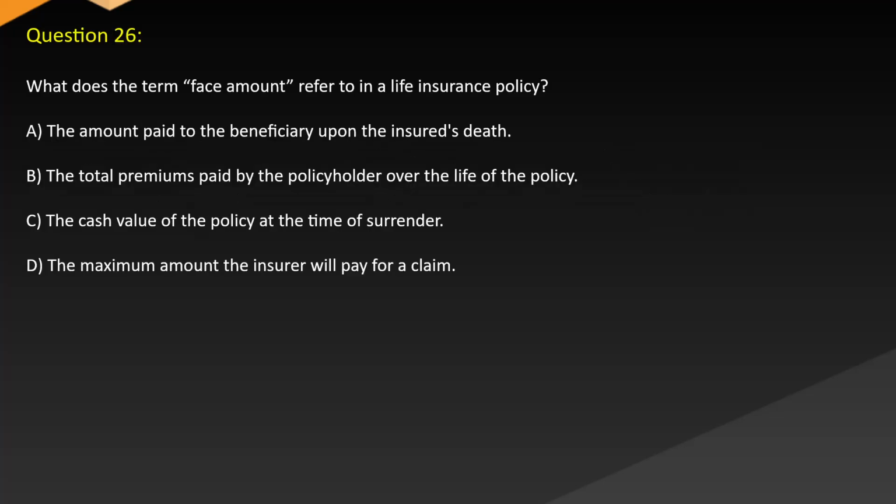Question 26. What does the term face amount refer to in a life insurance policy? A. The amount paid to the beneficiary upon the insured's death. B. The total premiums paid by the policyholder over the life of the policy. C. The cash value of the policy at the time of surrender. D. The maximum amount the insurer will pay for a claim.